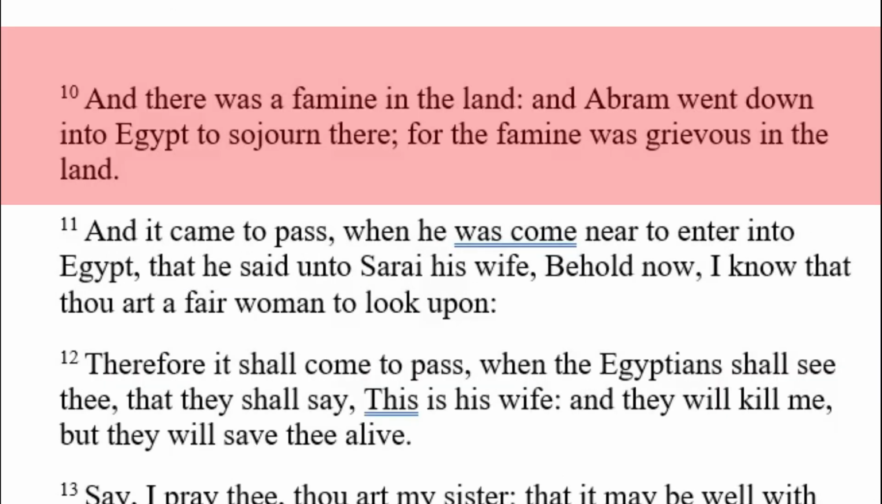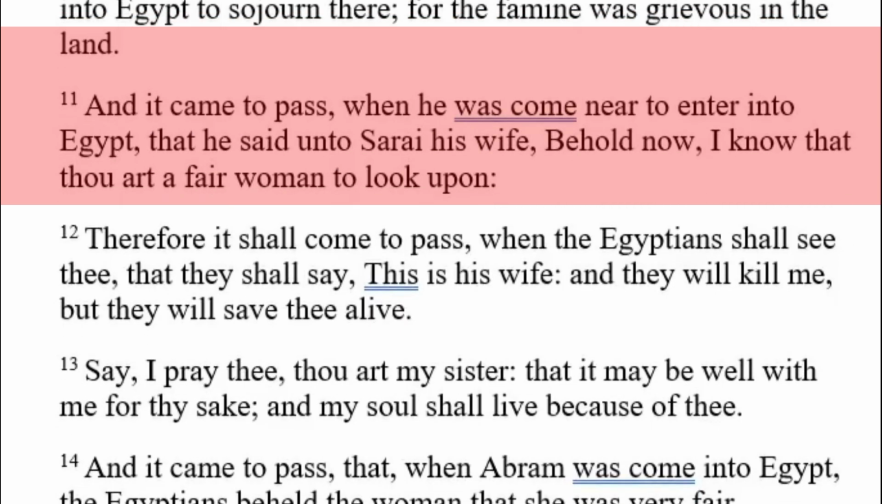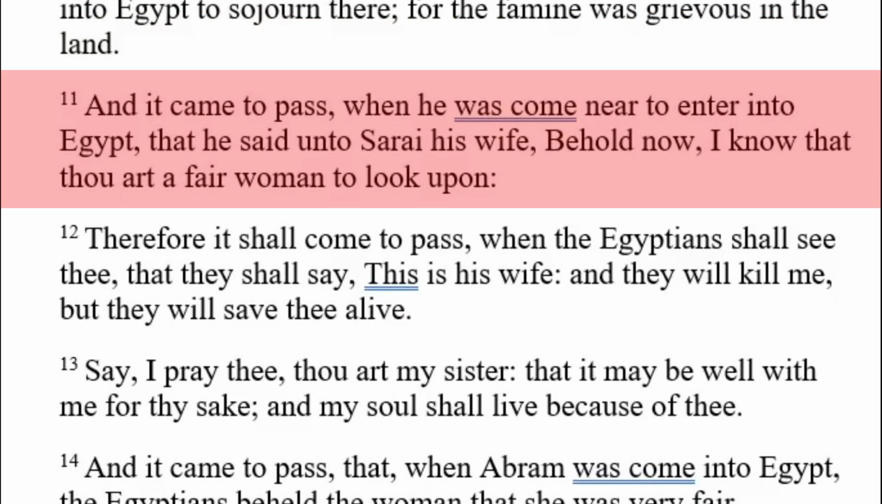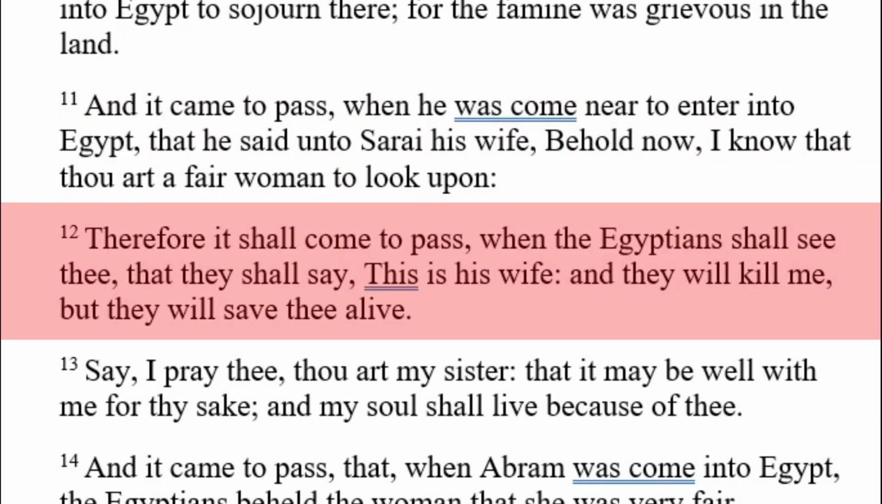And there was a famine in the land, and Abram went down into Egypt to go live there for a while, for the famine was really bad in the land. And as he came near and was getting close to Egypt, he said to Sarai his wife, "I know that you are a fair woman to look upon. Therefore, it's going to come to pass when the Egyptians see you, they're going to say, 'This is his wife.'